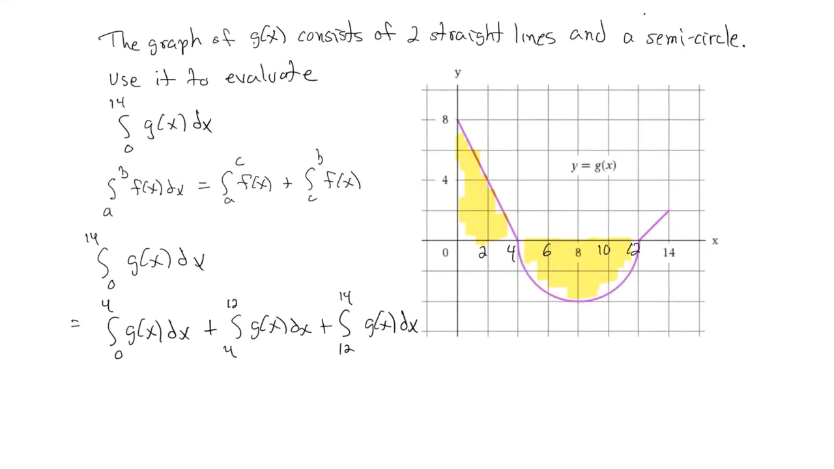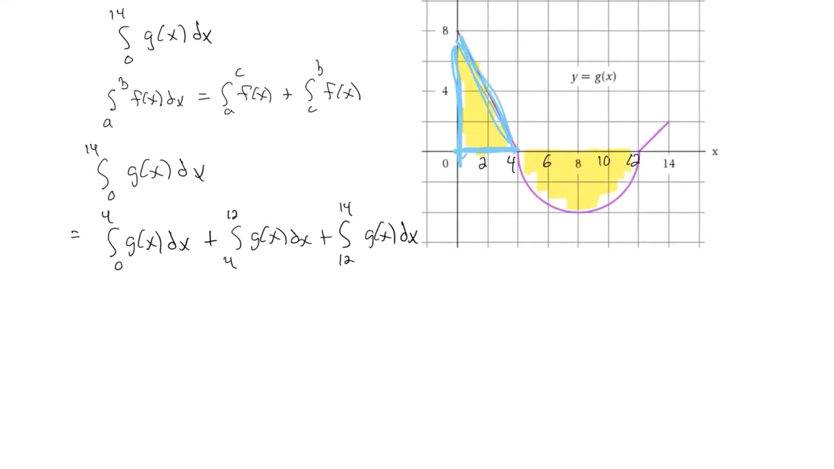So if I look at that first area from 0 to 4, let me pick a different color. I'm going from 0 to 4, and I'm finding the area of a triangle here. So I'm going to have 1/2 base times height for that first piece. Now what's the base of that triangle? It's 4, and the height of that triangle goes all the way up to 8.